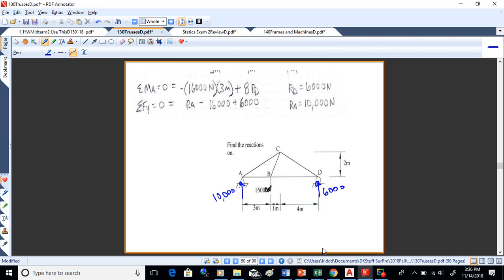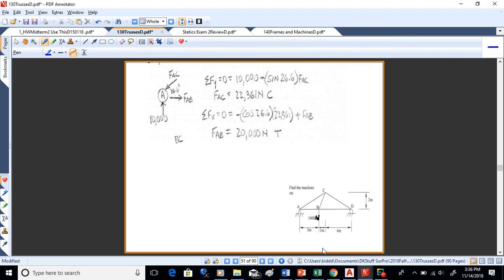All right, let's have a look at the solution. So I started at joint A. So what I've got is the reaction at A is 10,000. I've got the unknowns then, AC at the 26.6 degree angle down left, and AB is horizontal. I'm assuming that AC is down left, and then I'm assuming that AB is to the right. Now I'm doing that kind of intentionally.